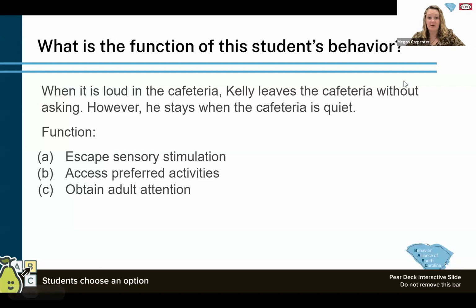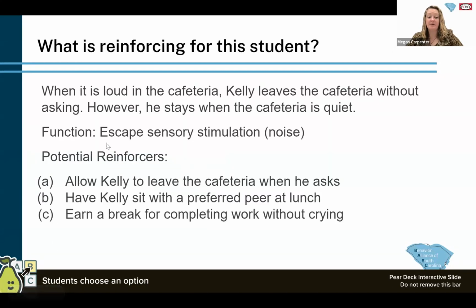In my example here, I'll use a small case study. So in this example, we would first identify the function. When it is loud in the cafeteria, Kelly leaves the cafeteria without asking. However, he stays when the cafeteria is quiet. So if you think about the function of this behavior, we can identify that function as escaping sensory stimulation, that noise. It's too loud, so Kelly leaves.